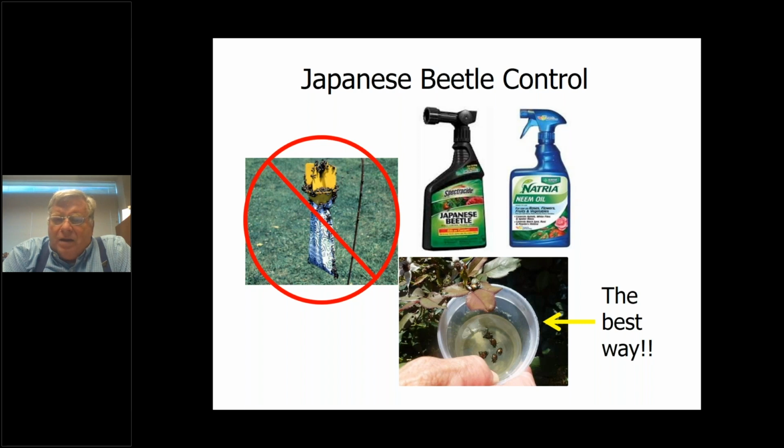Now, the way to do this: if you're inspecting a couple of times a week for rose rosette, you can be inspecting at the same time for those first Japanese beetles. And when you see the first ones, you want to get rid of them.